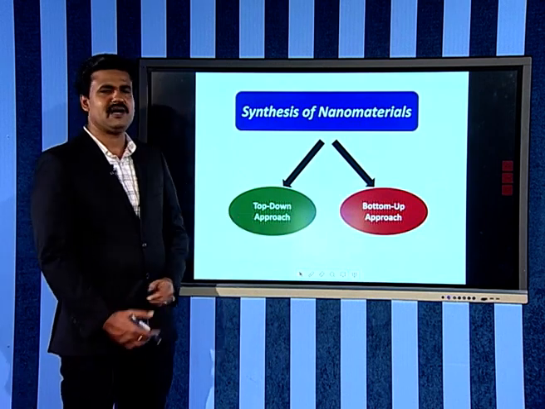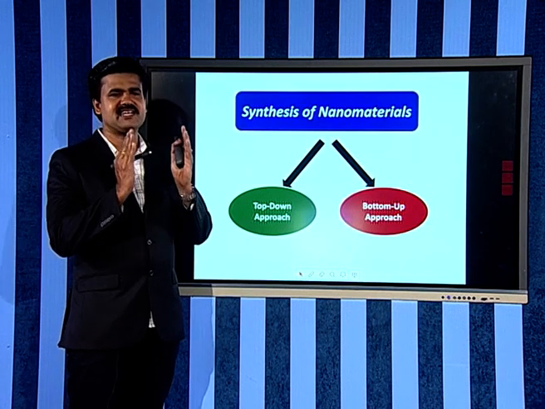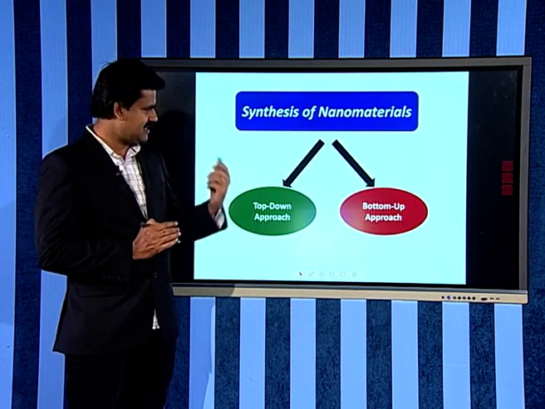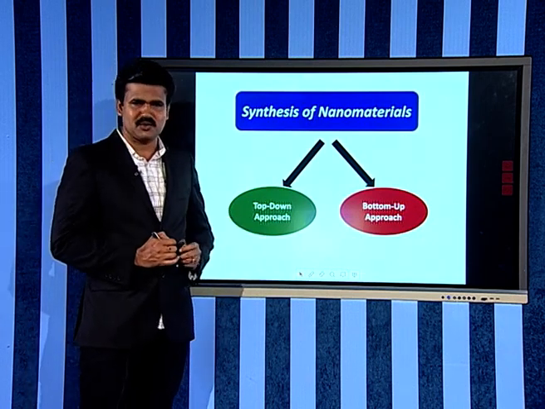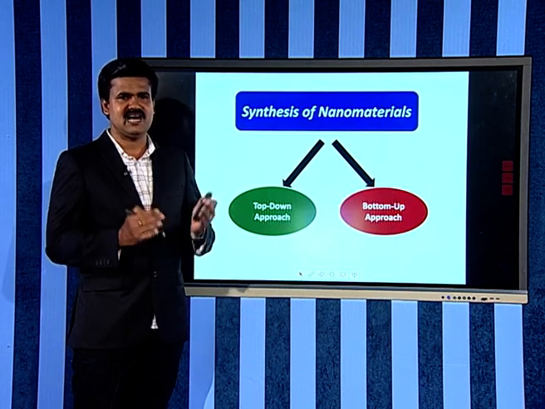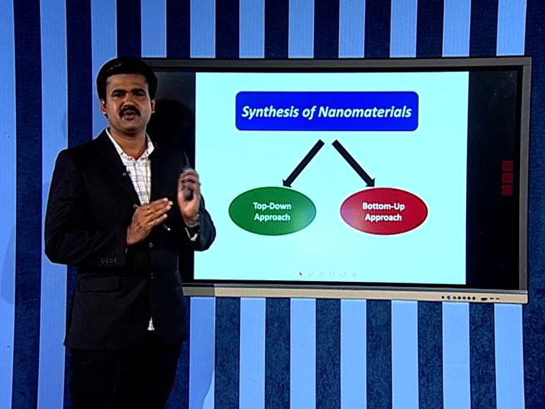In the top-down approach, we begin from a bulk material and convert it into nano-level substance. Whereas, in the bottom-up approach, we begin from the atomic level and assemble those atoms. Finally, we are getting nano-level systems.